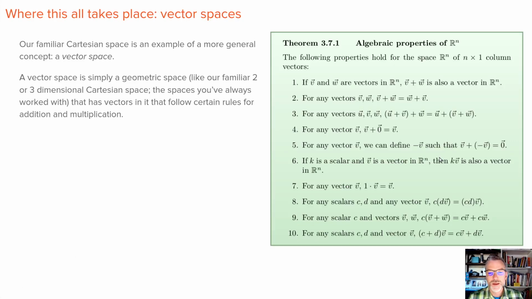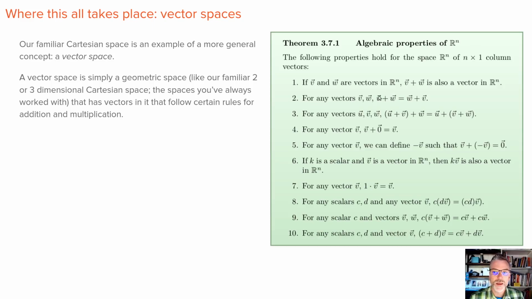Now we'll start with vector spaces. Vector spaces seem complicated on the surface, but these are actually very familiar. For example, the plane that you're used to, R2, is a vector space, and so's three-dimensional space, or any dimensional space. That's what this R to the n means.